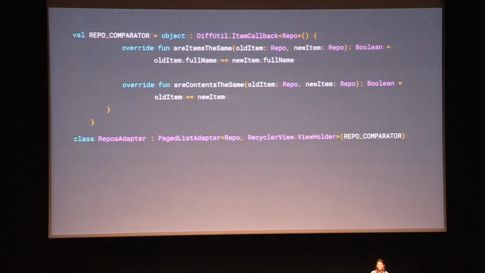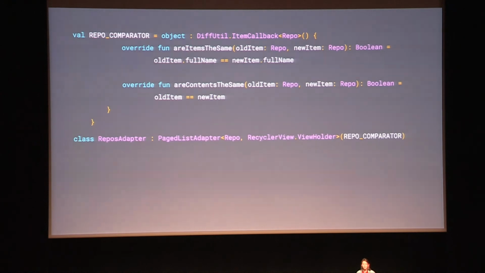Based on the repo comparator, we're telling the diffutil, so we're telling the recycler view how to compare two different items. We're telling based on what two items can be considered the same, or can be considered that the contents of these items are the same.